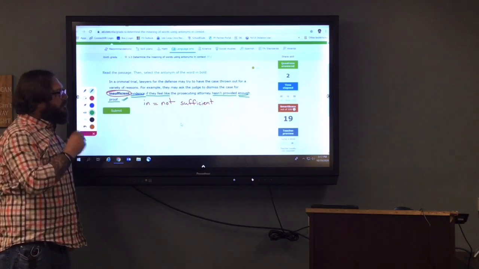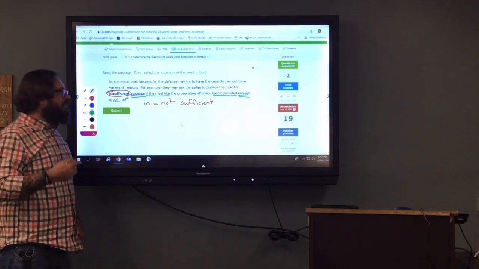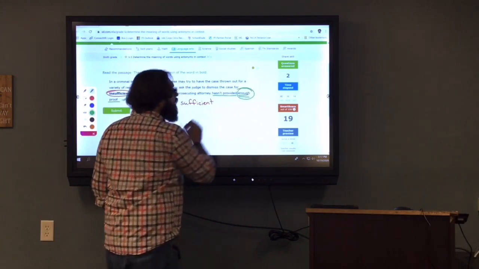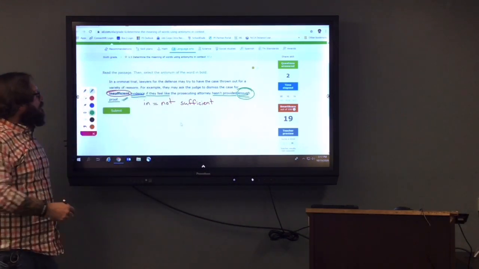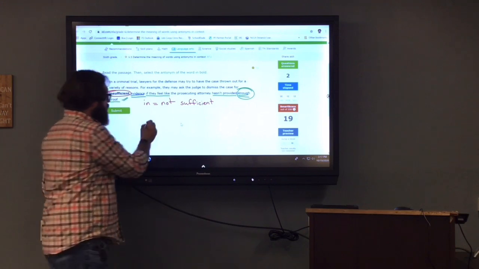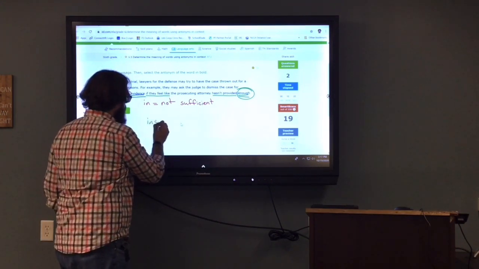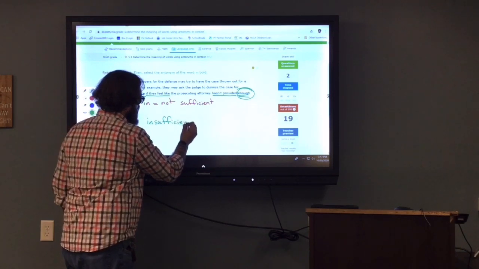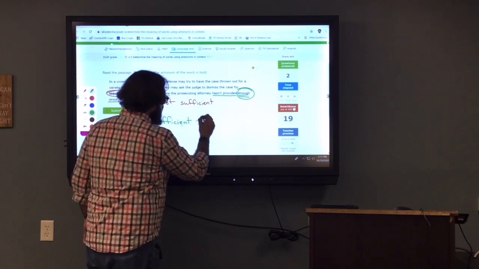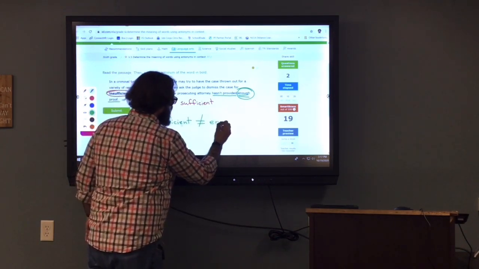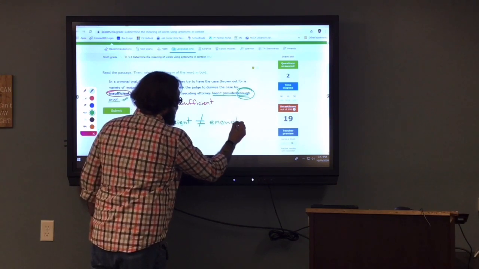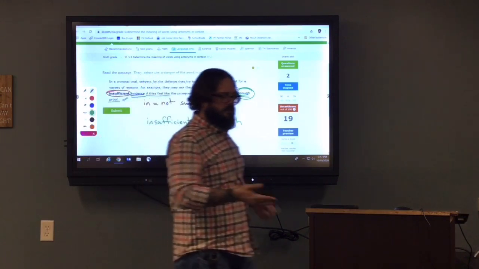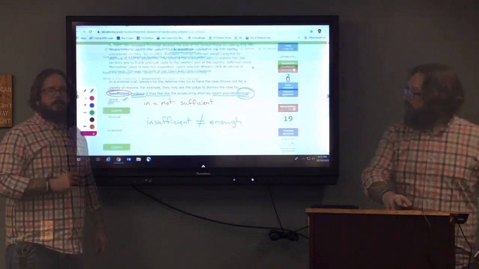So insufficient evidence will be the opposite of enough proof. So insufficient, the opposite of insufficient would be enough. So insufficient is not equal to enough, which means it's the opposite meaning.